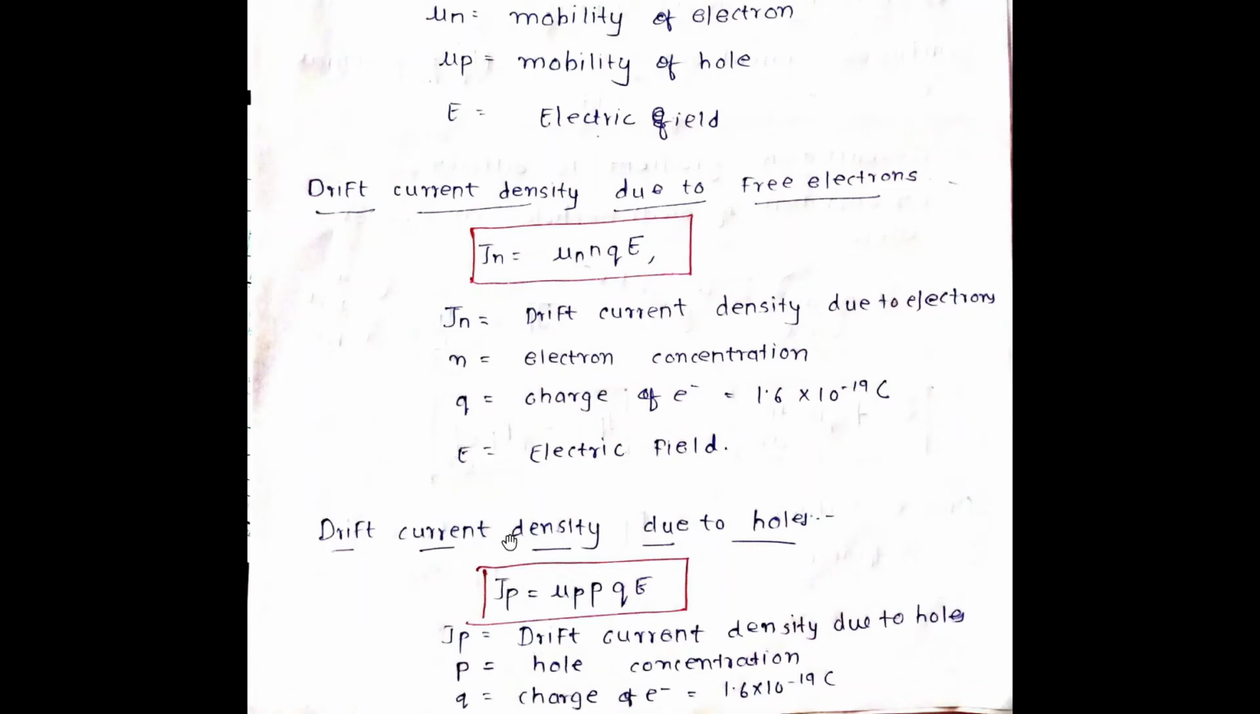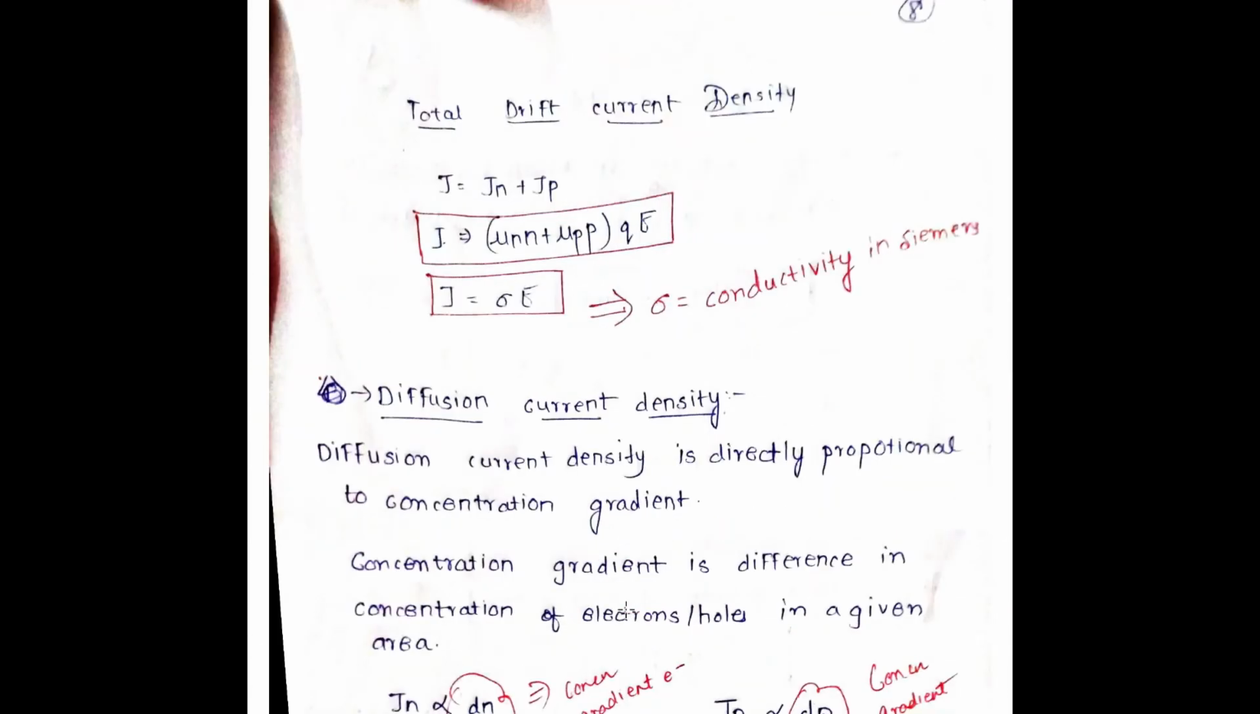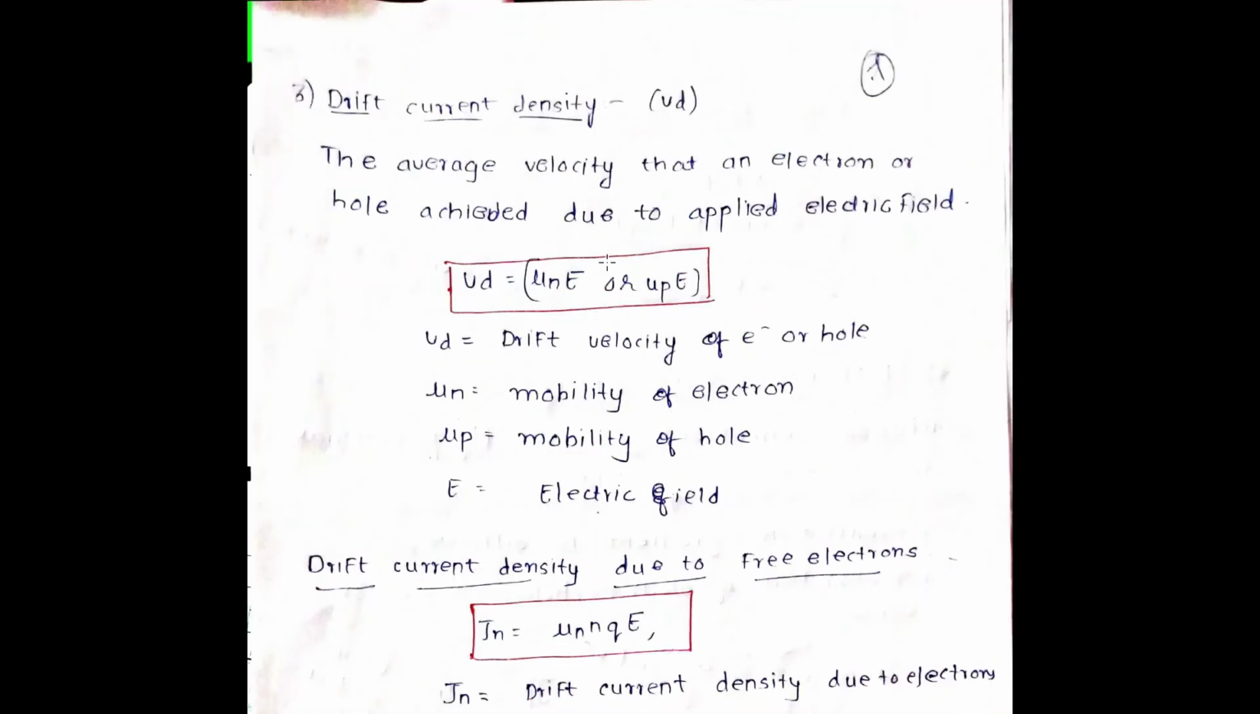Similarly, you have the drift current density for holes, which is given as mu p into p into q into E, where mu p is the mobility of holes, p is the hole concentration, q is the charge of an electron, and E is the electric field. Hence the total drift current density is given as (mu n into n plus mu p into p) into q into E, whereas sigma is (mu n into n plus mu p into p) into q. So please make a note of all these things.